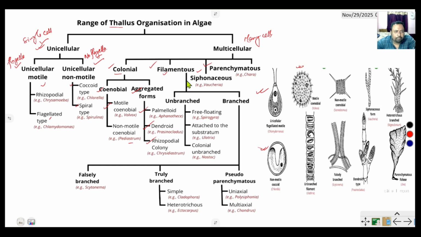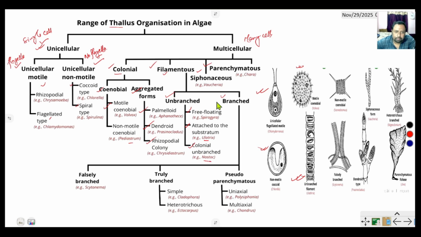The filamentous form is divided into unbranched and branched. Unbranched means there is no division, like Spirogyra. In the case of Spirogyra, there is no branch. Unbranched is again divided into free floating, or freely floating on water, like Spirogyra, and attached to the substratum, like Ulothrix. And colonial unbranched is Nostoc.